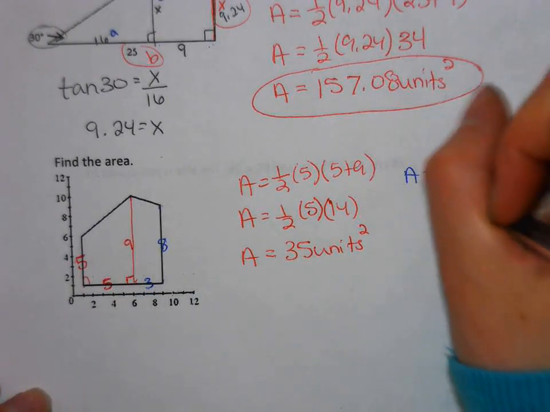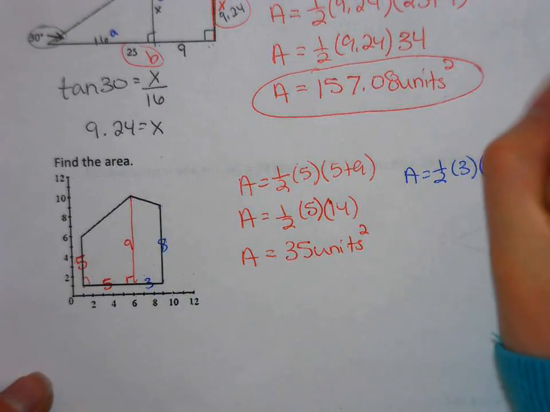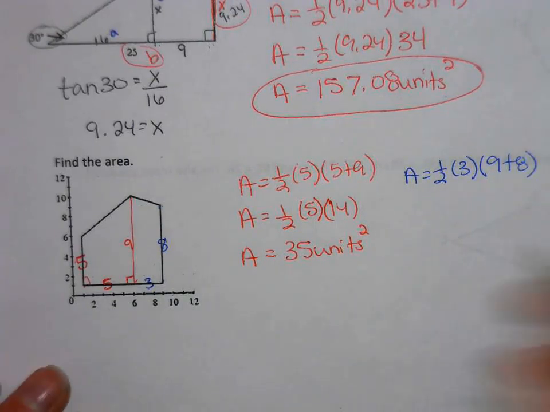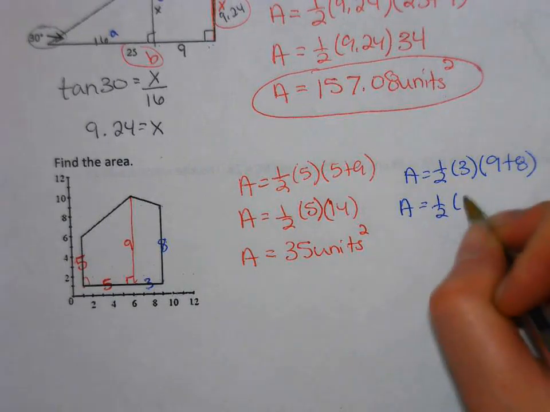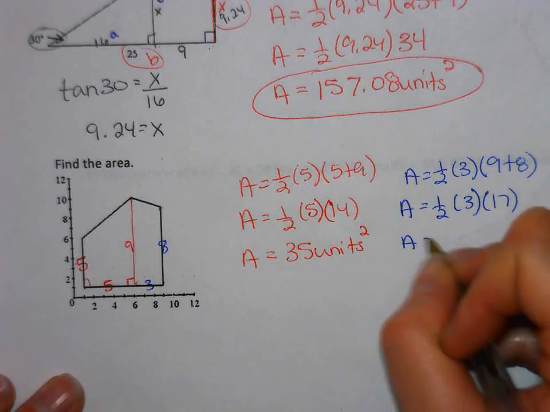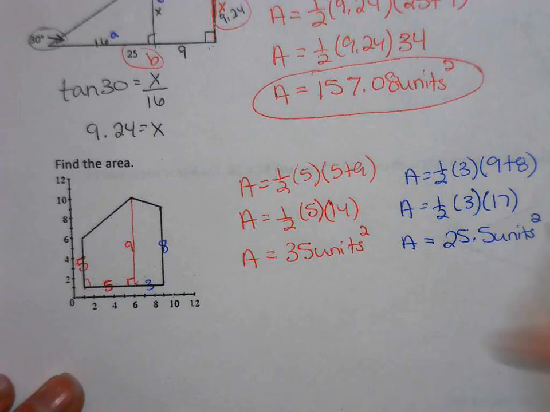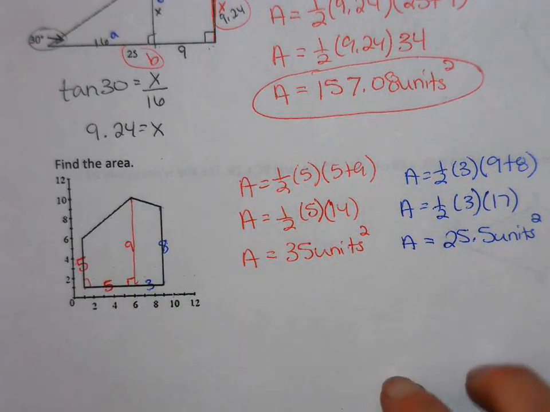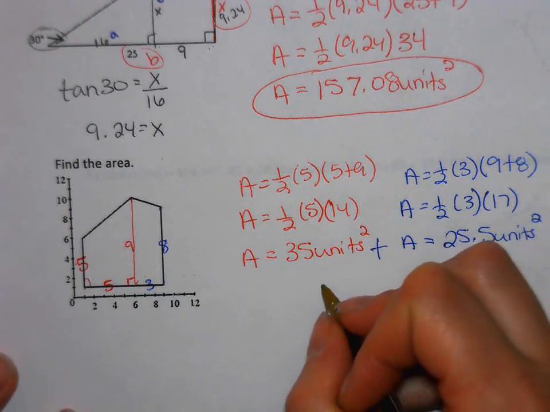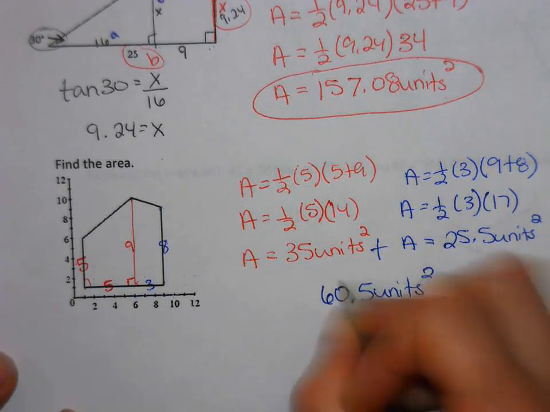So we have area equals 1/2. Our height is 3. Our bases are 9 plus 8. So area equals 1/2 times 3 times 17, since 9 plus 8 is 17. So our area is going to be 25.5 units squared. So we want to find the area for this whole figure. In order to find the area of the whole figure, we want to add them together. So when we add these two, we end up with 60.5 units squared.